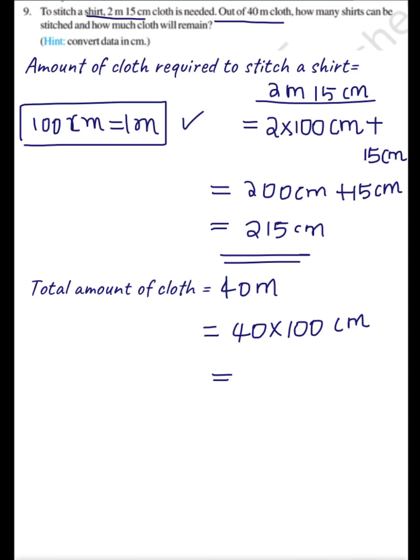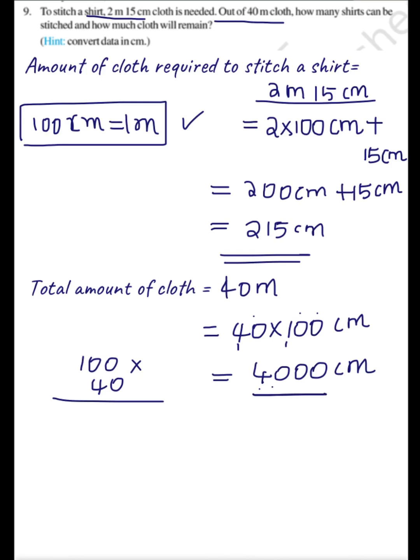Now what is 40 into 100? How will you multiply this 40 into 100? That is actually very easy. 40 into 100 is 4000 centimeter. That means 4 into 1 is 4, now 1, 2, 3, 3 zeros. Then you will get 4000 centimeter. Or you can also just multiply this 100 into 40. In this way also you will get the answer as 4000 centimeter. So total amount of cloth is equal to 4000 centimeter.